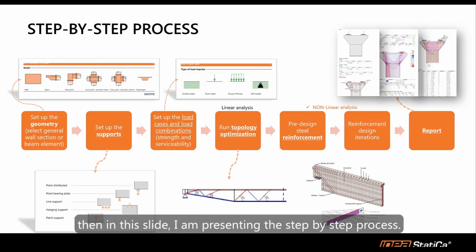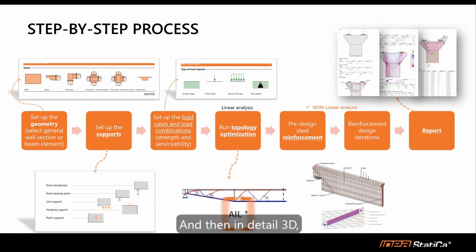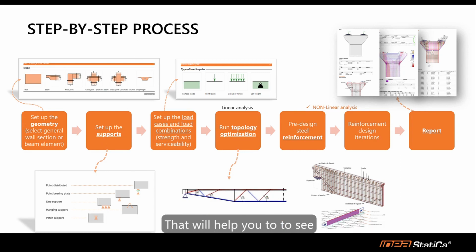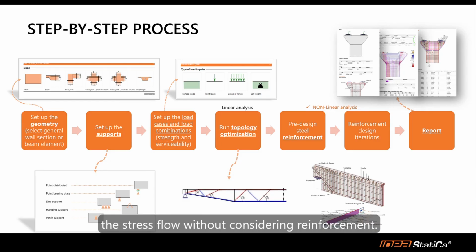And then in this slide, I am presenting the step-by-step process, so you can follow along as I am presenting in the software. But in general, you go from modeling the structure, modeling the supports, load cases, and load combinations. Then in detail 3D, you first run a linear analysis we call topology optimization. That will help you see the stress flow without considering reinforcement, so it will be kind of an initial calculation.